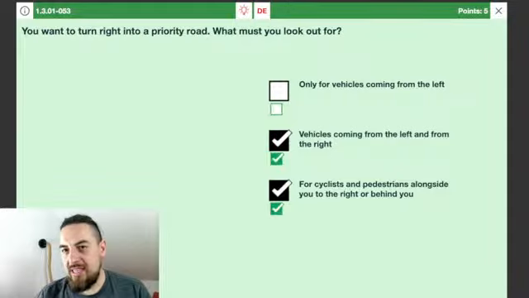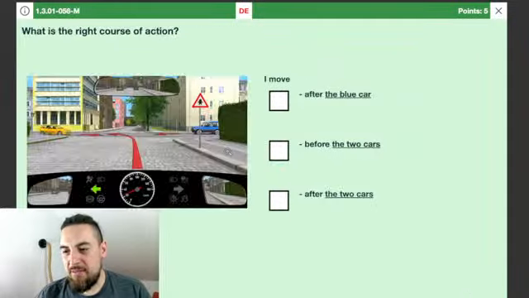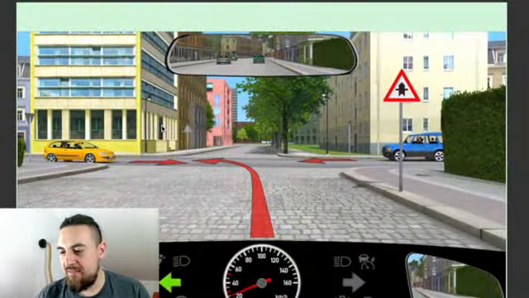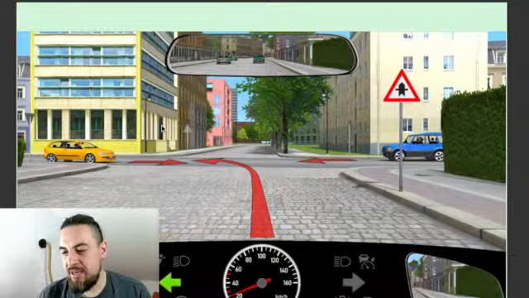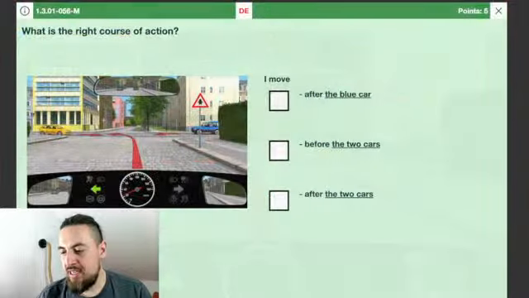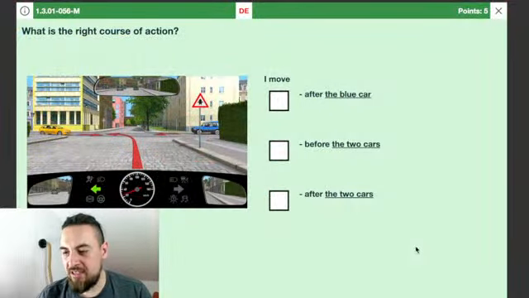All right, nice. What is the right course of action? Let's have a short look here at the picture. First, ask yourself, how is this crossing regulated? Through which law or sign? And then check who will have priority. All right, I will close it right now. What is the right course of action?